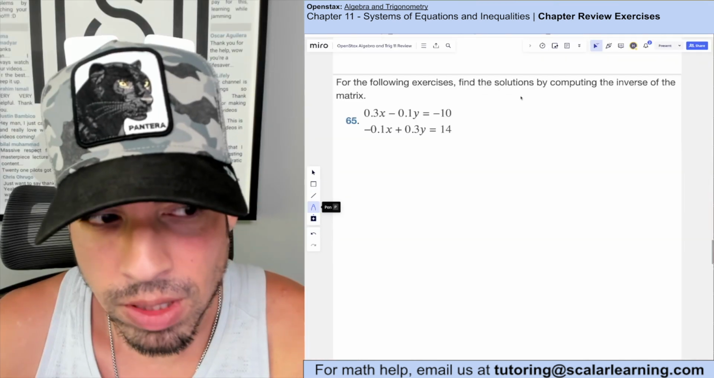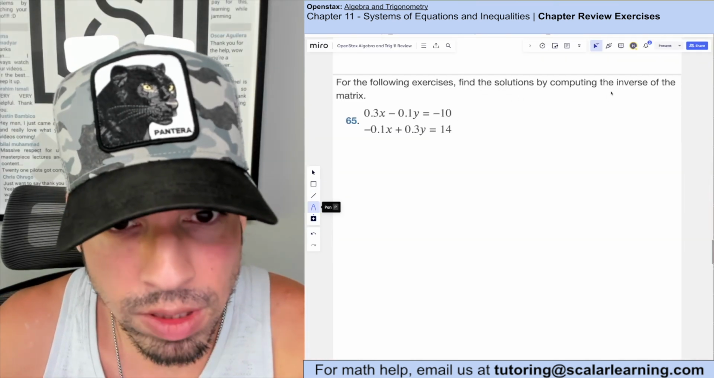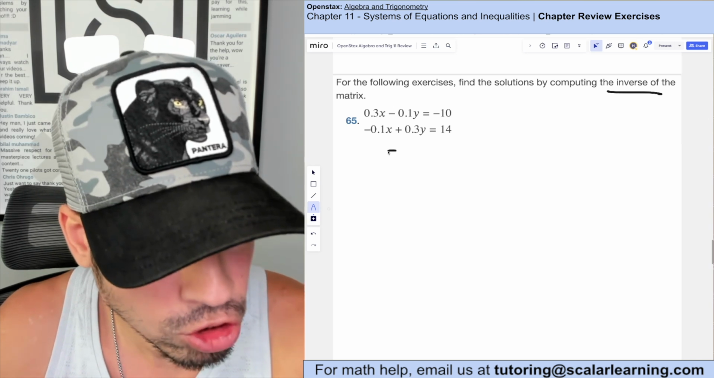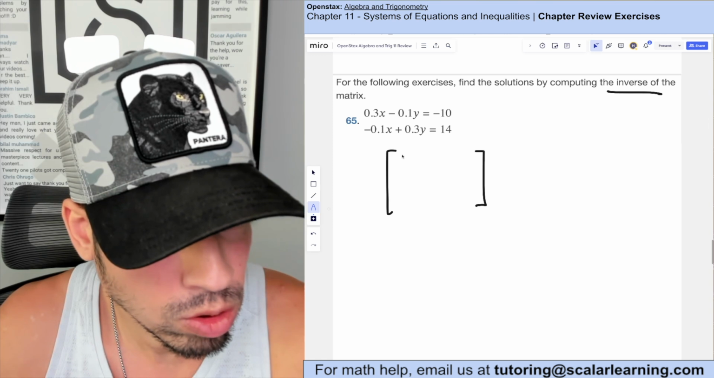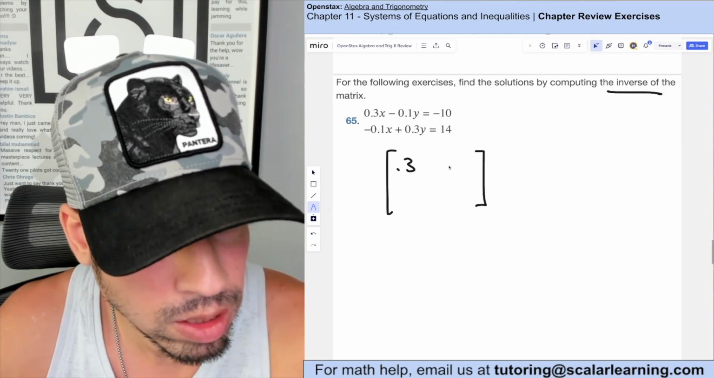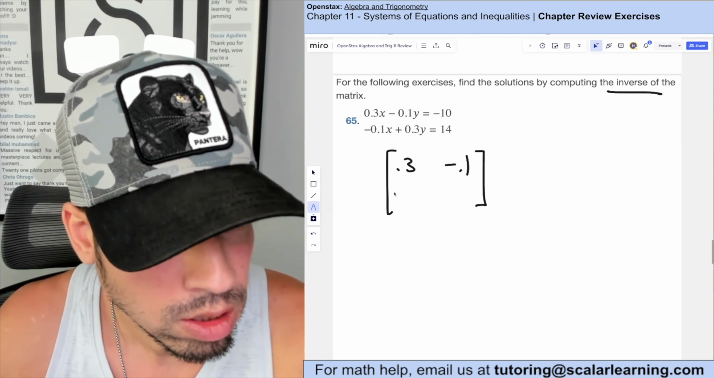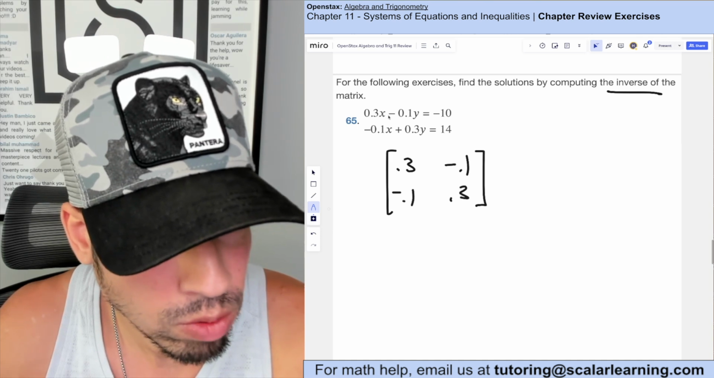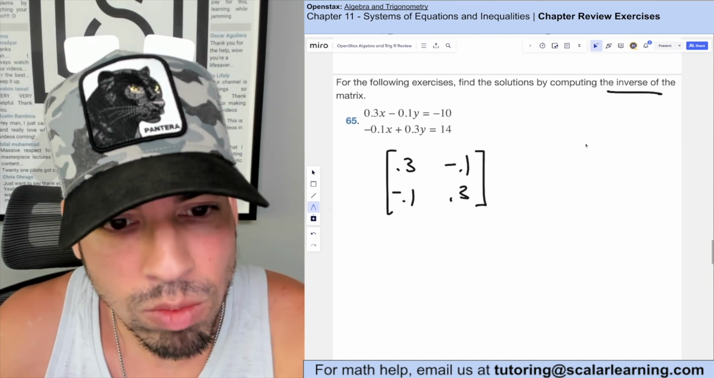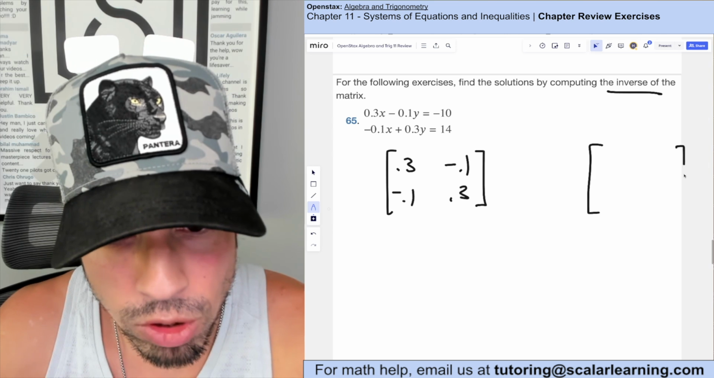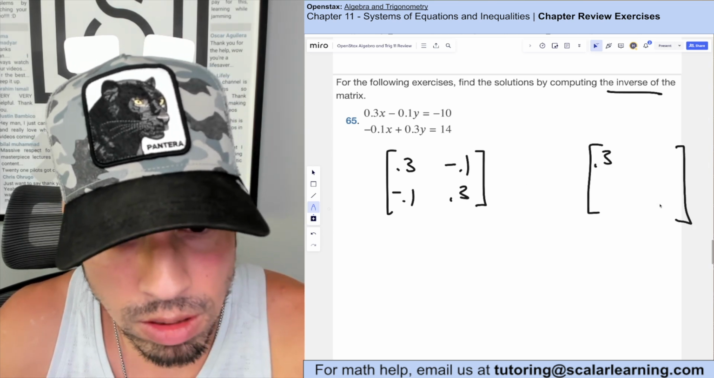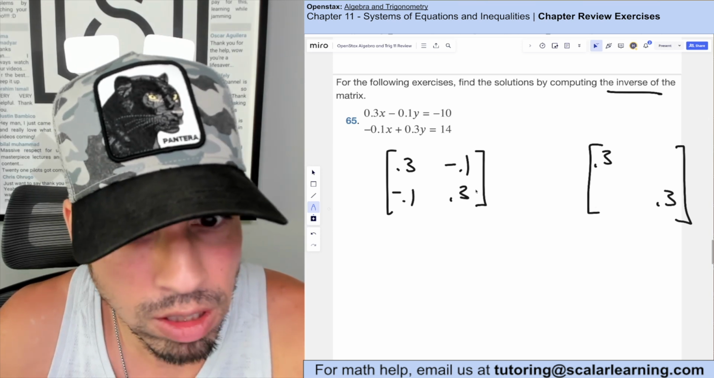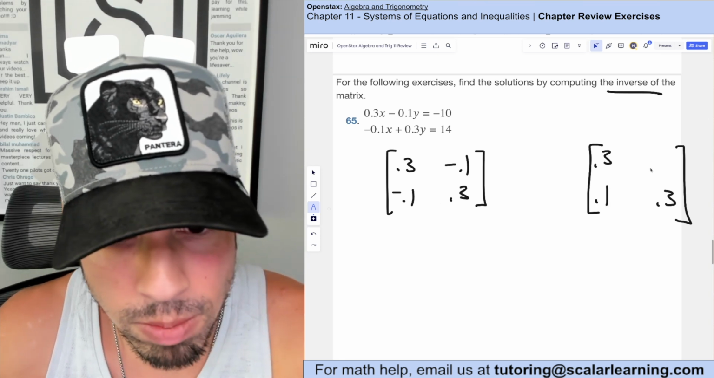Done. All right, so for these ones, we're going to solve these systems using the inverse. So let me show you how this is going to work. First, we're going to set up this matrix with those coefficients, right? So we got 0.3, negative 0.1, negative 0.1, and 0.3, right, for the x's and the y's. Then to get the inverse, I'm going to swap these guys, but they're the same, so it stays as is. And then these two are going to be negated, so they're going to become positive.